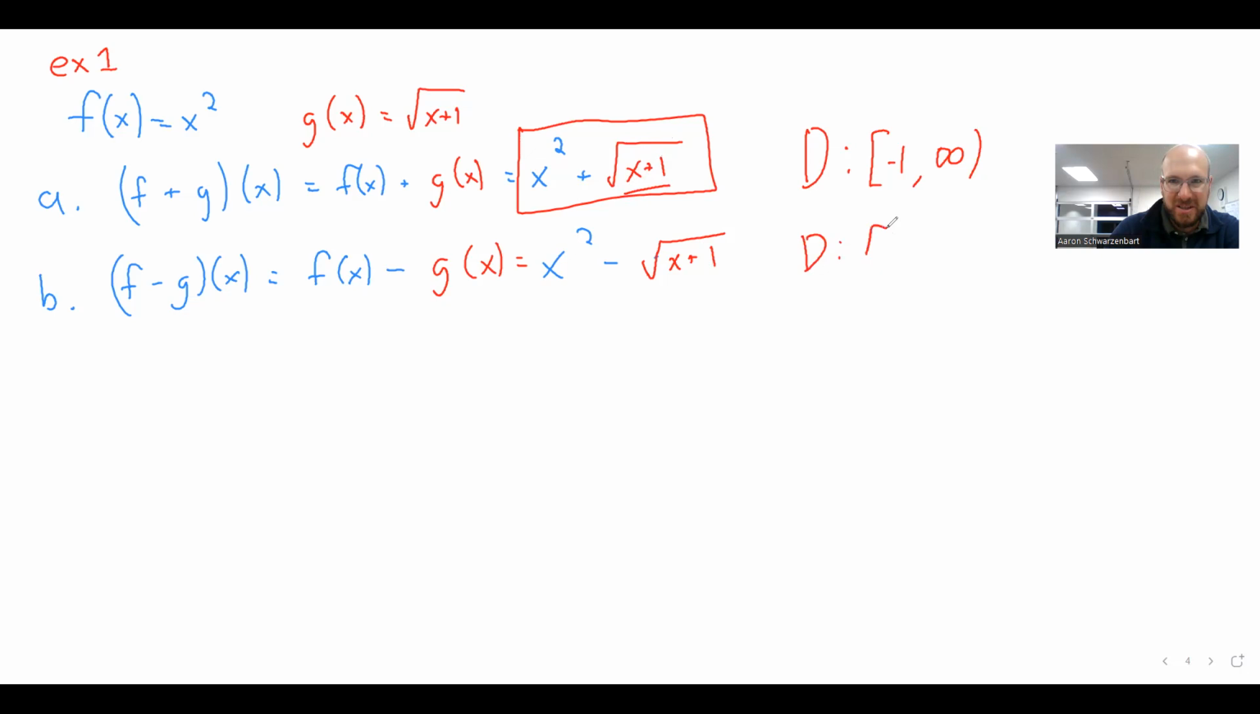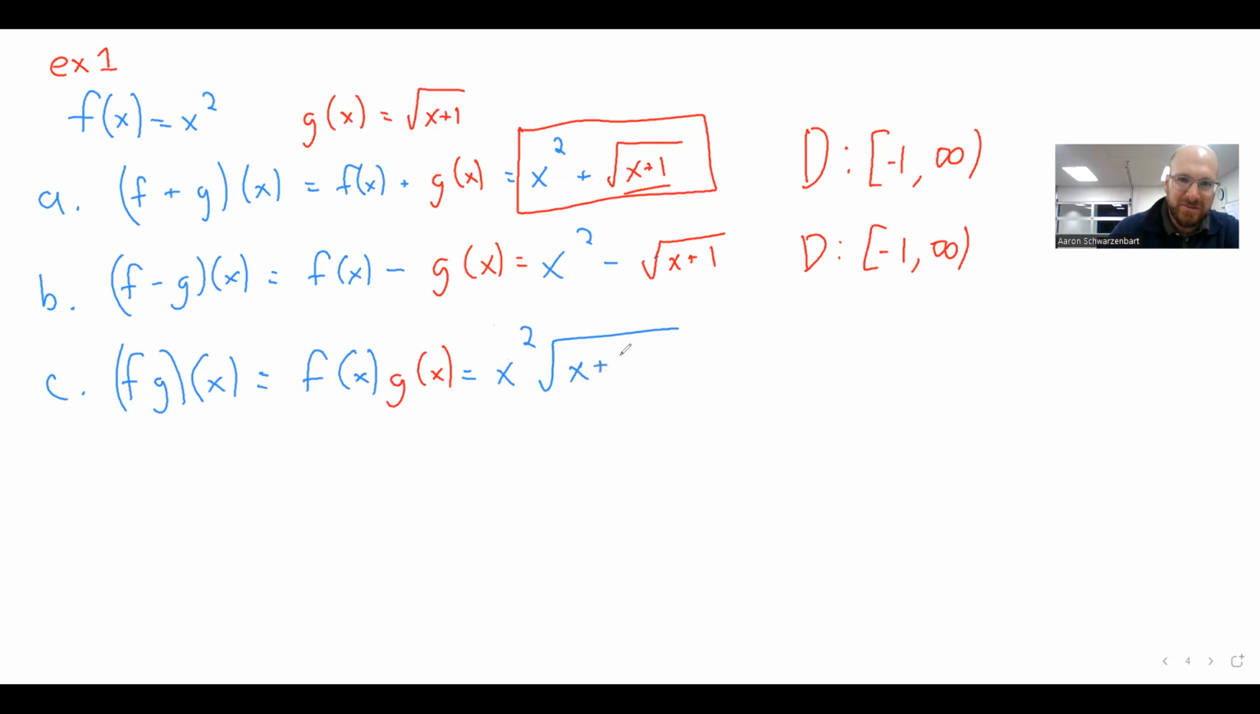My next one, same thing. My third one is going to be fg of x, or sometimes thought of as f times g of x. So this is f of x, and now I'm just going to multiply it by g of x, which in this case gives me x squared times square root of x plus 1.